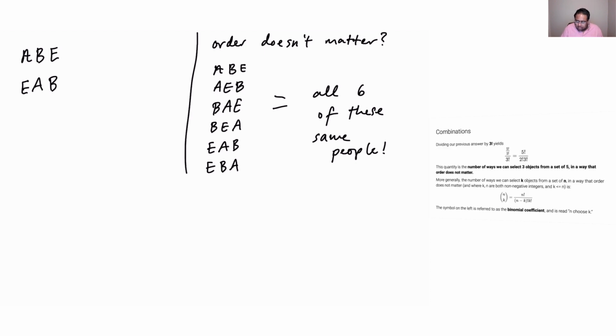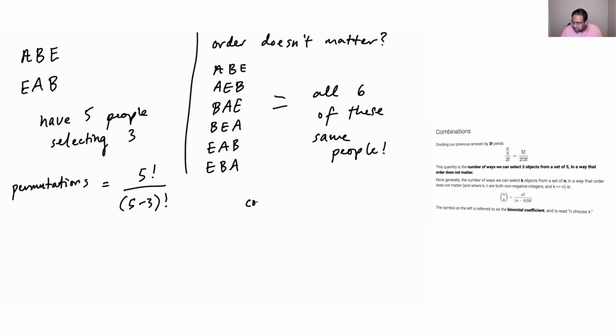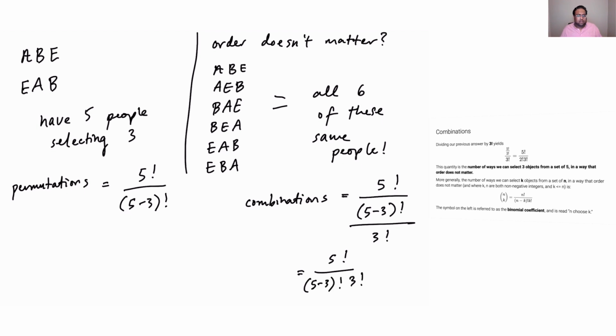So in the specific example of having 5 people and selecting 3 of them, the number of permutations of those 3 people is 5 factorial divided by 5 minus 3 factorial. But now the number of combinations, where combinations means order does not matter, is 5 factorial divided by 5 minus 3 factorial, I should say, all divided by 3 factorial again. And this simplifies to 5 factorial divided by 5 minus 3 factorial times 3 factorial.